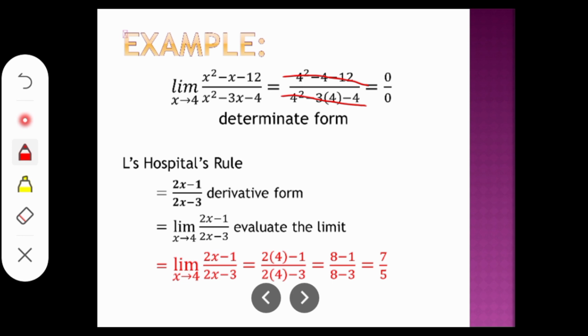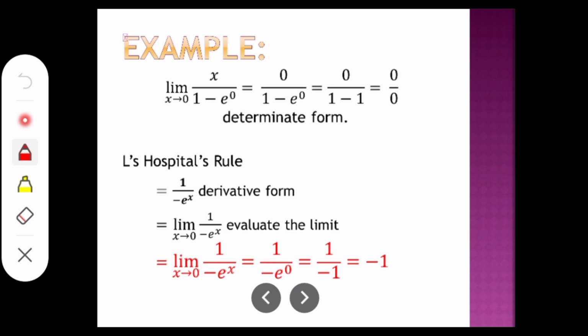2 times 4 is 8. So 8 minus 1 is 7, and 8 minus 3 is 5. So we can come up with this answer: this is the value of our limit, 7 over 5.